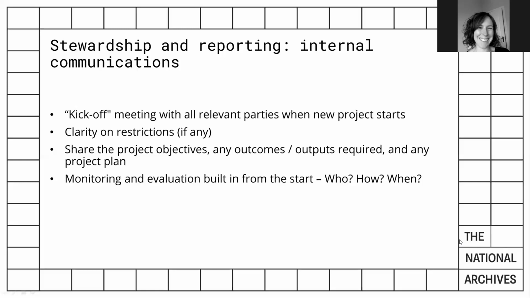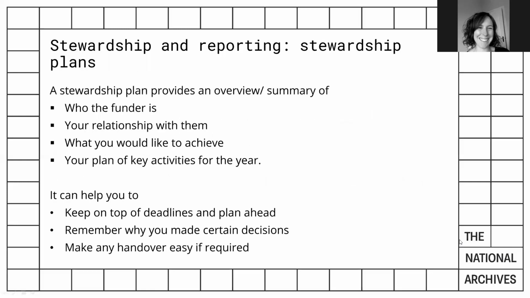And one of the ways you might want to do it is with a stewardship plan. I'm going to show you an example on the next slide, but ultimately a stewardship plan is just something for you. So it's an internal document that gives an overview of the funder, what the relationship is, where you'd like to take that relationship, and what you're going to do in that year. So it helps you to think about deadlines and plan ahead, remember why decisions have been made, and particularly in relation to any handover. So whether that's an internal handover or, as some of you were talking about in the exercise, staff turnover and when staff leave.